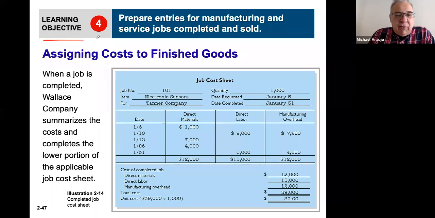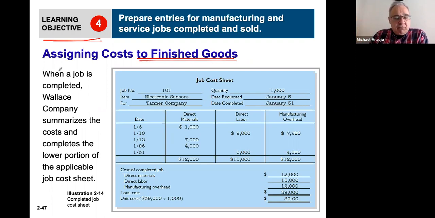Learning objective 4 basically looks at assigning those costs. So once the job is done, right? Once that work in process is processed, then we're moving it over to finished goods because now the company can actually sell them because they're finished. They're ready to be sold. And so we're going to be looking at the next step, which is assigning those costs out of work in process inventory over to finished goods inventory.